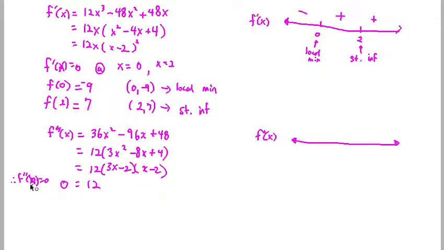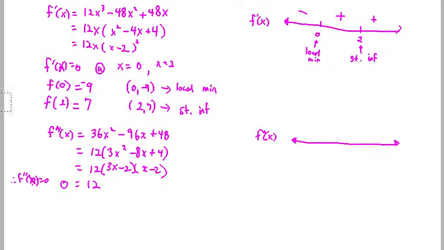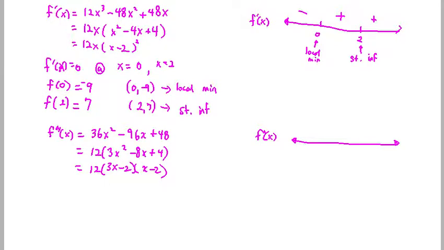Sorry, let me just erase that. Okay, let's just solve this here. The zeros are at 2/3, so x equals 2/3 and x equals 2. And so if I put that on my sign diagram, I get 2/3 here and 2 here.